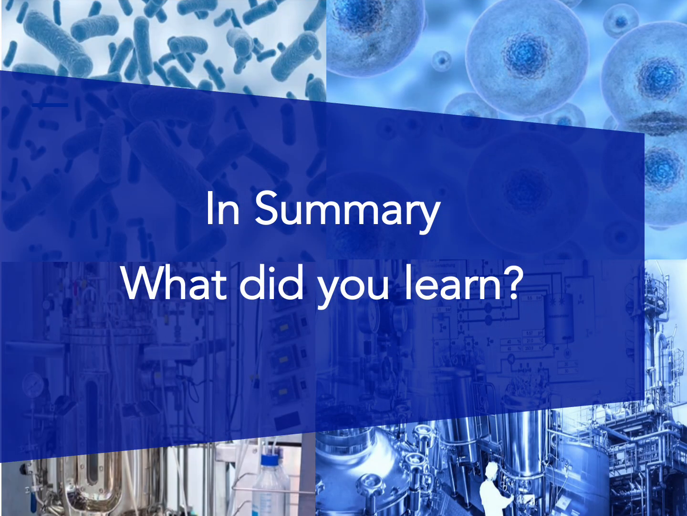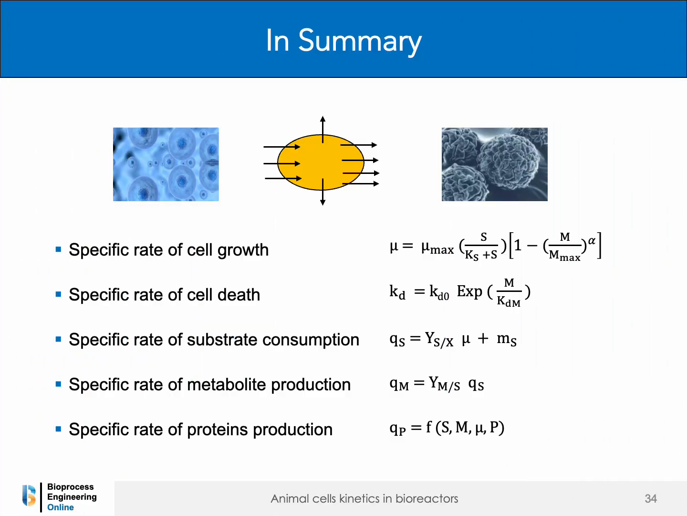In summary, what have you learned in this tutorial? In this tutorial on animal cell kinetics, you have explored the main kinetic laws used by bioprocess engineers to describe and predict the behavior of animal cell cultures in bioreactors. These models make it possible to simulate how cell concentration, substrate concentrations, metabolite concentrations, and recombinant protein production evolve throughout a culture. More specifically, you have learned about specific growth rate models, including the effects of nutrient limitation, surface limitation for adherent cells, and inhibition by metabolites.